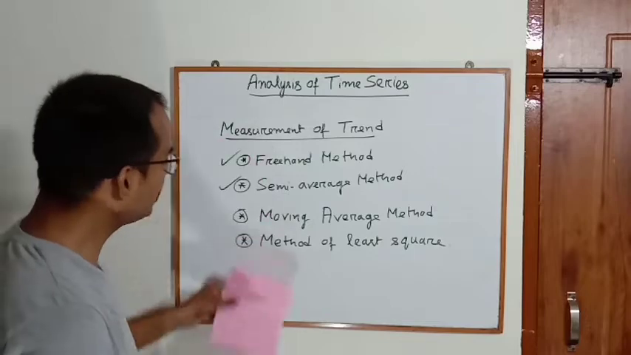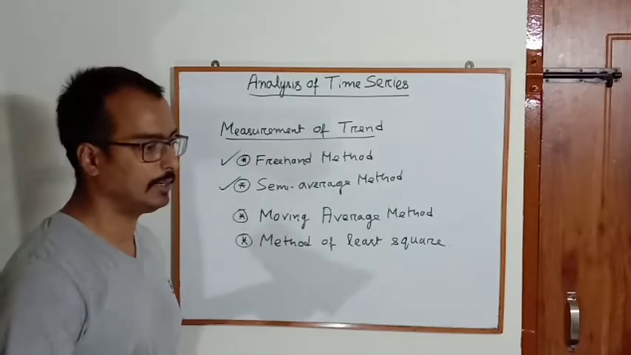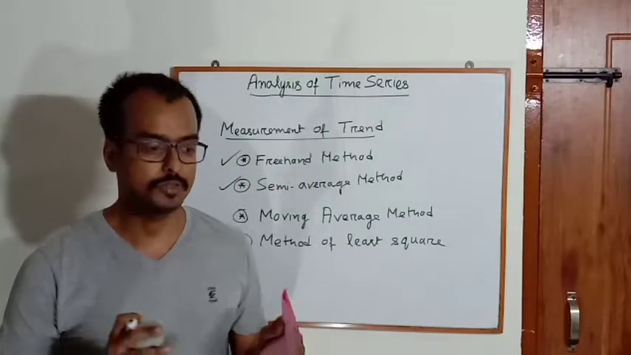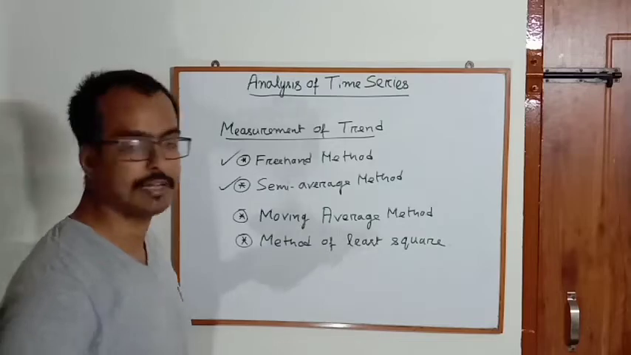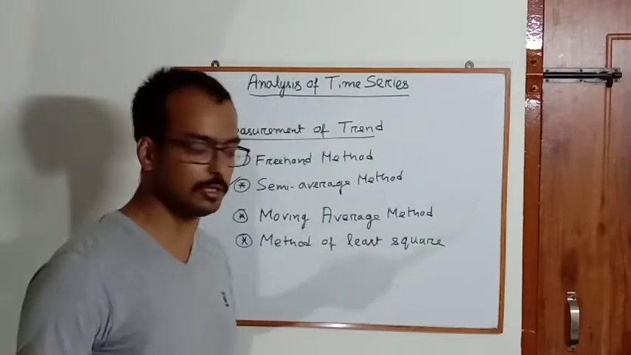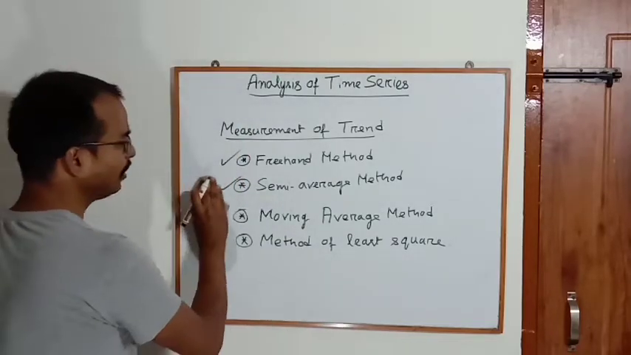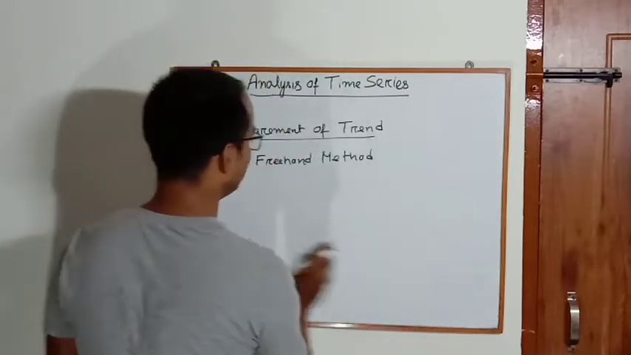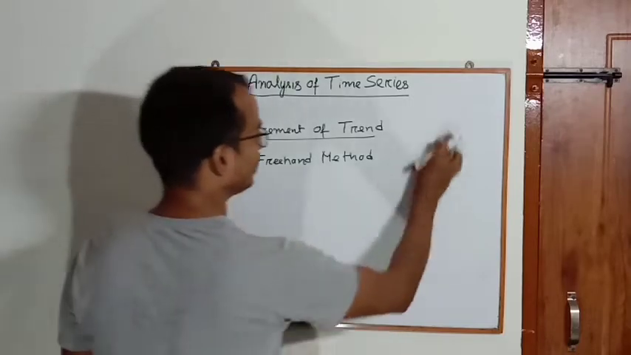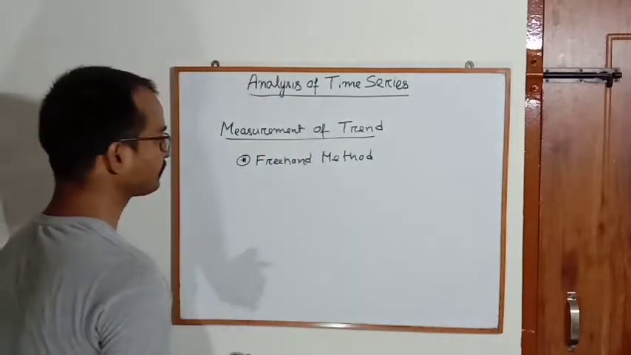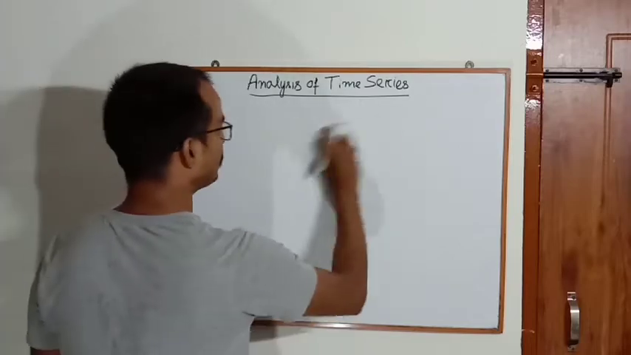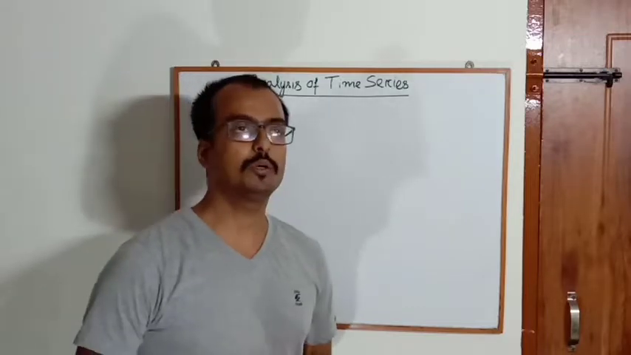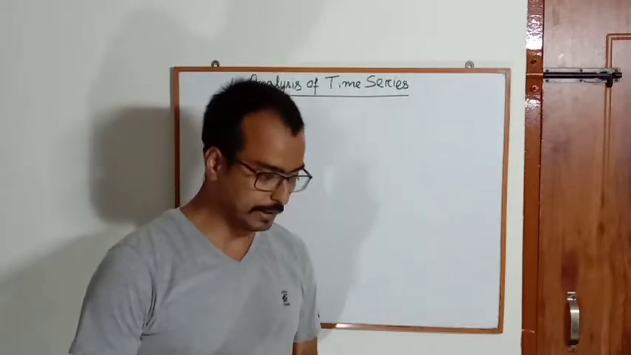So all these 4 methods help us to understand or assess the trend. Now all the methods have some merits and demerits. We will be going to that also. Let us first go to the freehand method, which is also called the graphical method. Let me erase this. We are measuring the trend. So what to do in the freehand method?